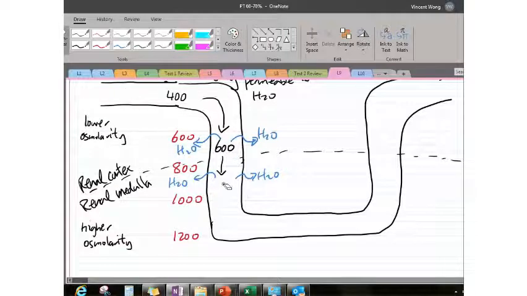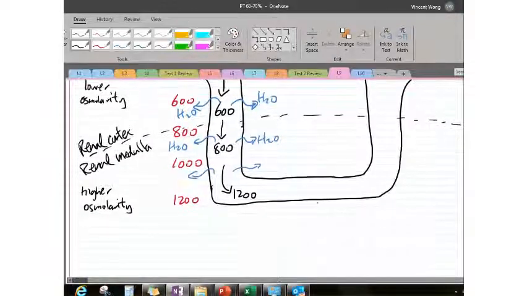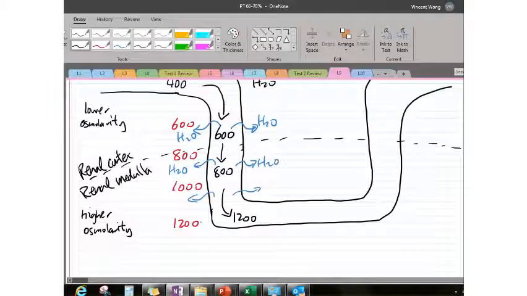So after you take back some more water, it might become 800, and comparing 800 to 1000, you can absorb even more water, and finally at the bottom, it will become the same as the surrounding. So the main function of the descending limb of the loop of Henle is absorption of water.